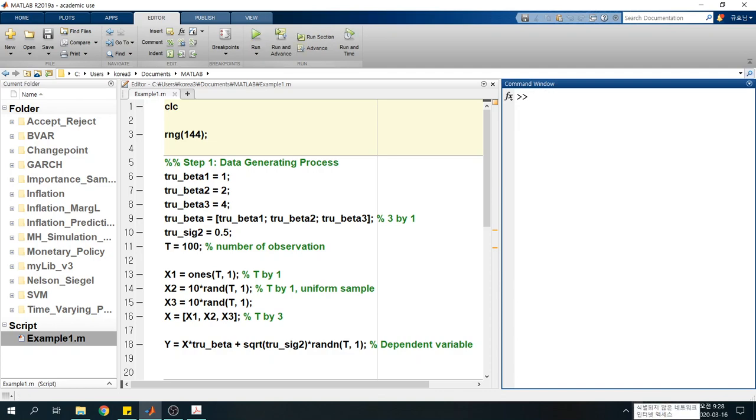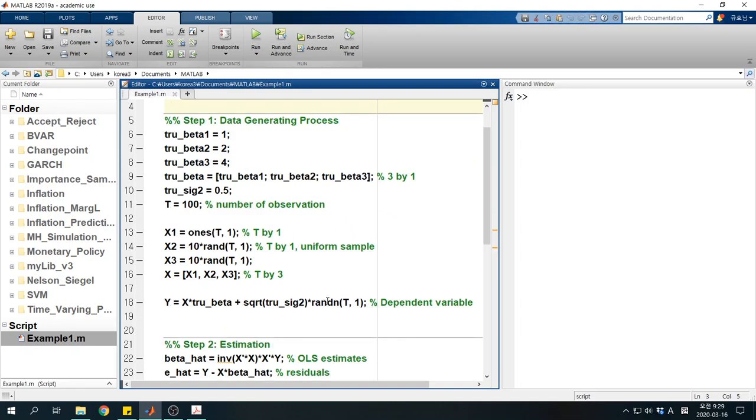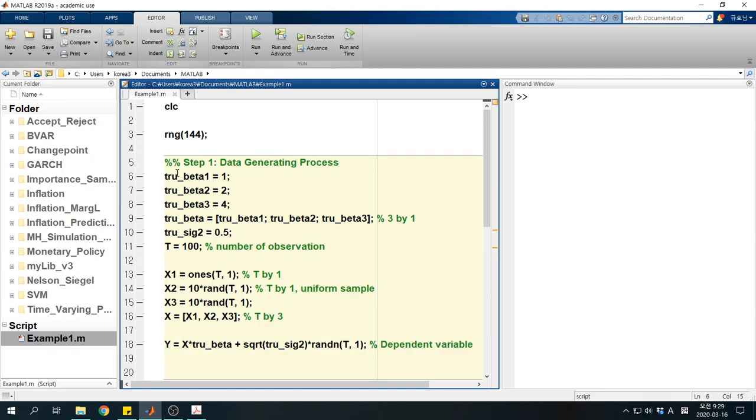CLC. Just you can clear the command window, right? And then here's RNG. RNG is just used to fix the samples randomly generated from the random number generators. Okay, so once you have the same RNG number, then the same random samples will be generated from, for example here, rand n or rand. Okay, here are the true values.